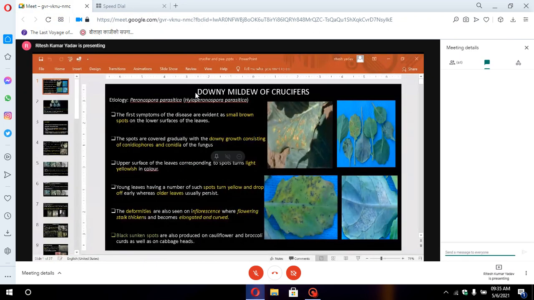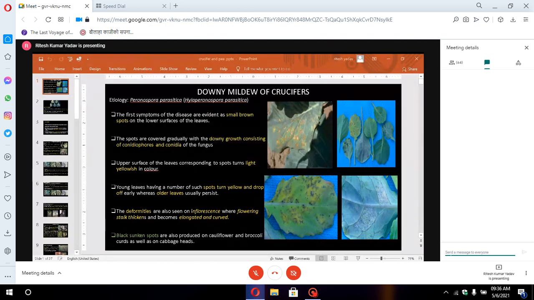So the first one is downy mildew of crucifers. It is again an important disease in crucifers. It is caused by Peronospora parasitica, and it is recently known as Hyaloperonospora parasitica. The new name for this Peronospora is Hyaloperonospora because of several reasons. It is more hyaline, the mycelia and sporangia. The sporangia, they are much more hyaline as compared to the typical Peronospora. That's why its name has been converted to Hyaloperonospora.